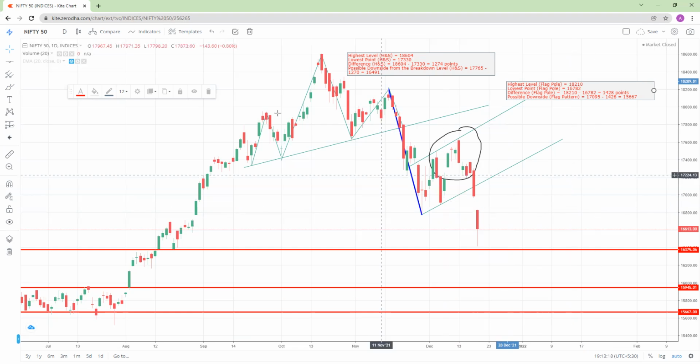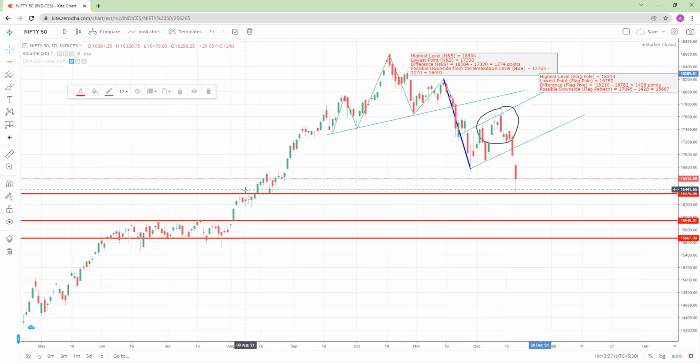Yes, in case of the head and shoulders pattern, it did arrive at its value of 16,491, but today it took support, it nearly took support at the first support level of 16,375. You can see that it made a low of 16,410. So it was just about 25 points. It took support around here and went up from here.